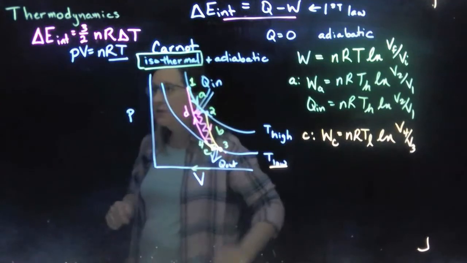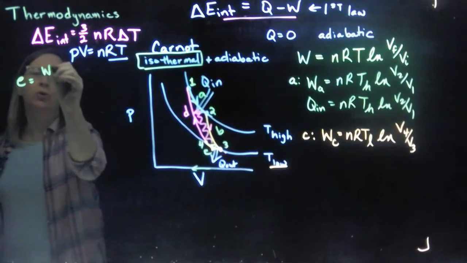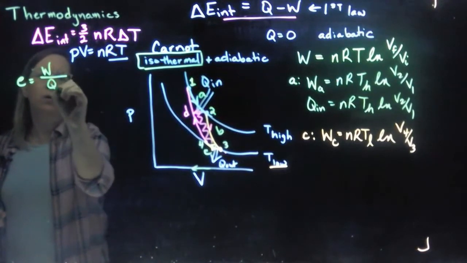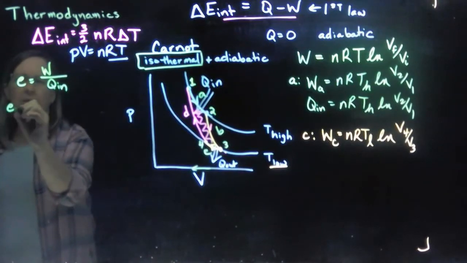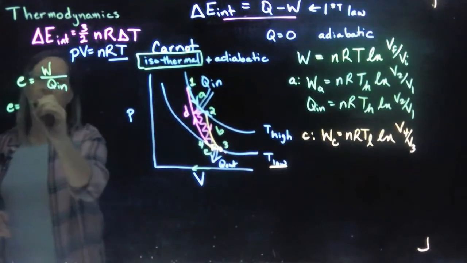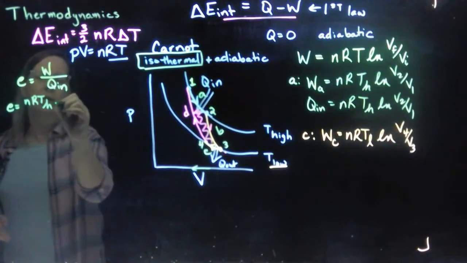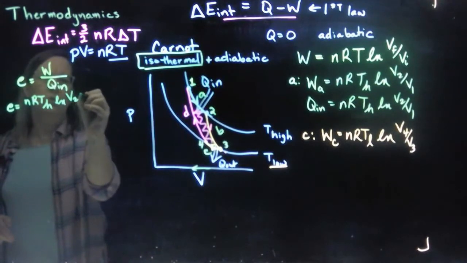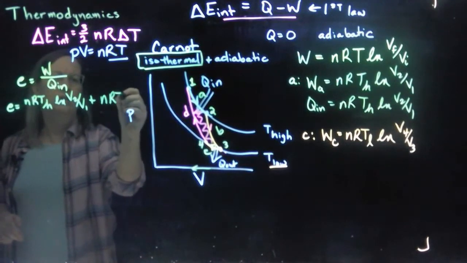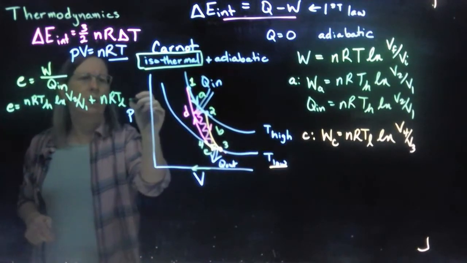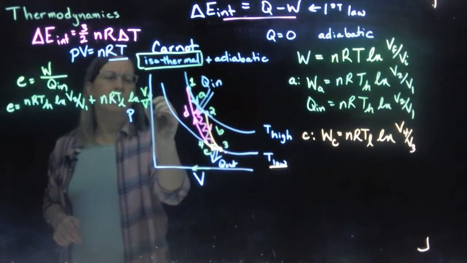So if I'm going to find the efficiency, I'm going to take this plus this one, which is negative, and divide it by our Qin. Our efficiency is our total work over our heat that came in. So putting all of this in, I'm going to say nRT high, natural log of V2 over V1, plus nRT low, natural log of V4 divided by V3.